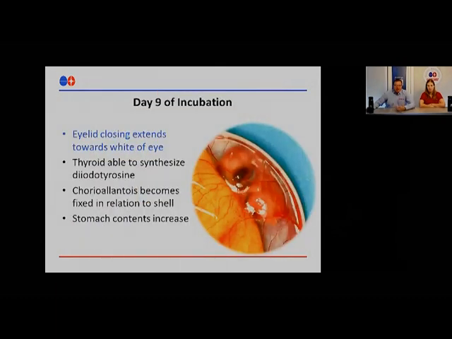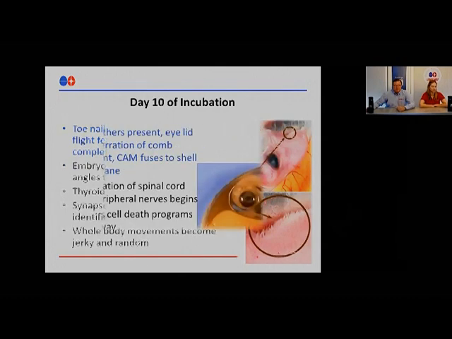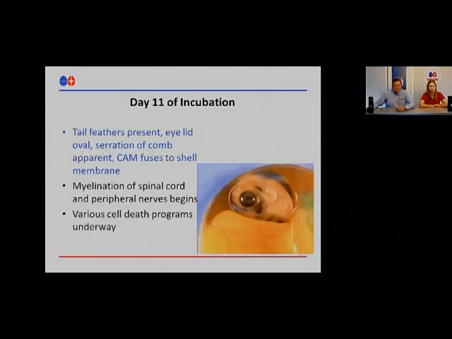Day 9, eyes closing, extending toward the wings. We have thyroid synthesis, chorioallantois fixes to the shell, stomach contents increase. So again, just some building blocks. Day 10, start to see toenails, comb, wattles. Embryo's positions begin to be fixed at right angles to the axis of the egg, and that's not necessarily hatching position, but it's starting to be fixed within that egg.